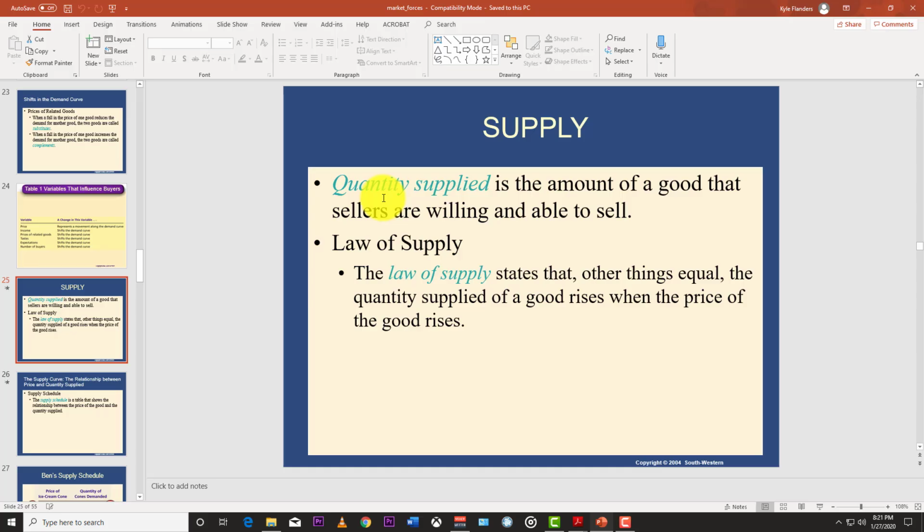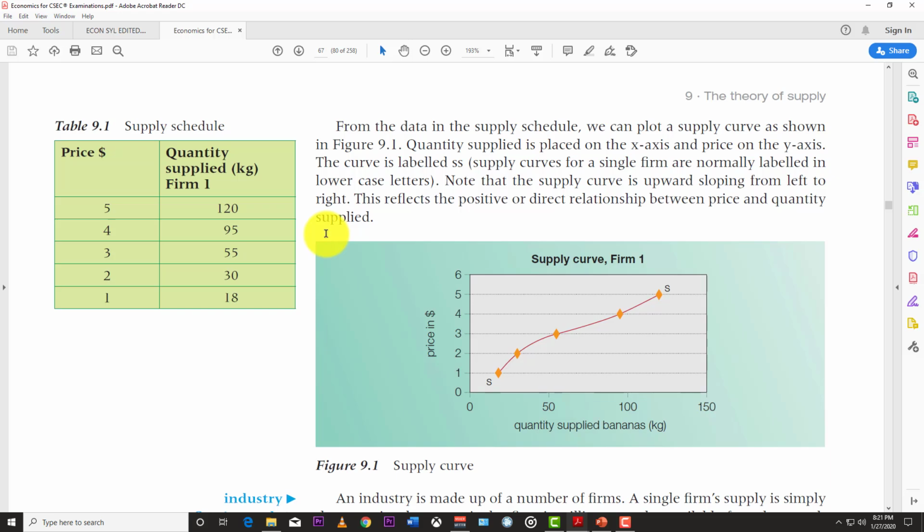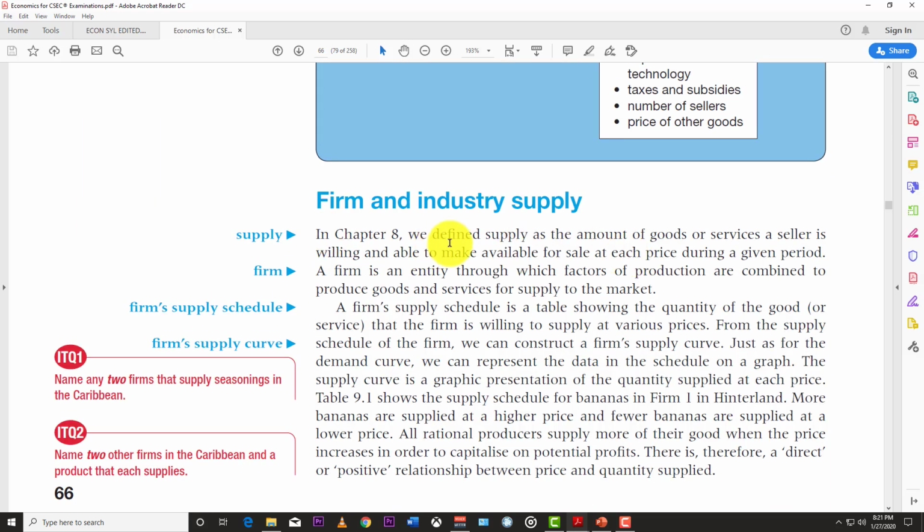So the quantity supplied is the amount of a good that sellers are willing and able to sell at a particular time for a particular price. All right, as the textbook has it here, supply can be defined as the amount of a good or service a seller is willing and able to make available for sale at each price during a given price period. So, this is the textbook mouthful definition.